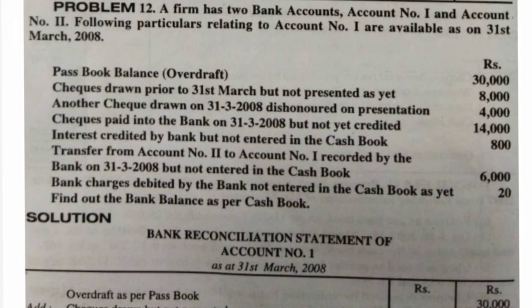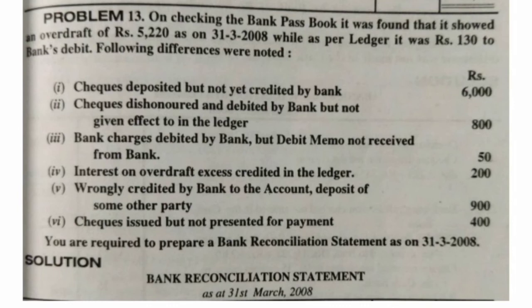Okay. The next one, that is problem number 13. On checking the bank passbook, it was found that it showed an overdraft of 5220 as on 31st March 2008. They have given the overdraft balance as per passbook, that is 5220, while as per ledger it was rupees 130 to bank debit. Ledger means cash book bank column balance is rupees 130, that is a debit balance.